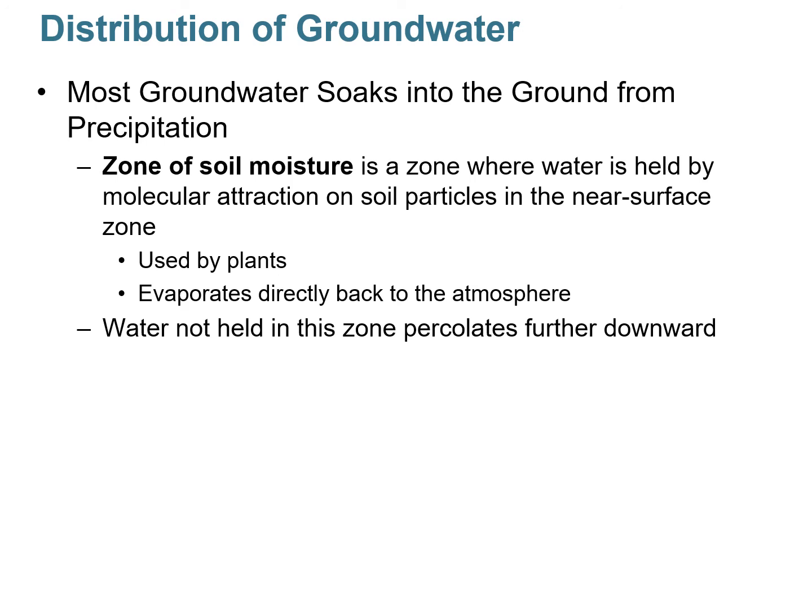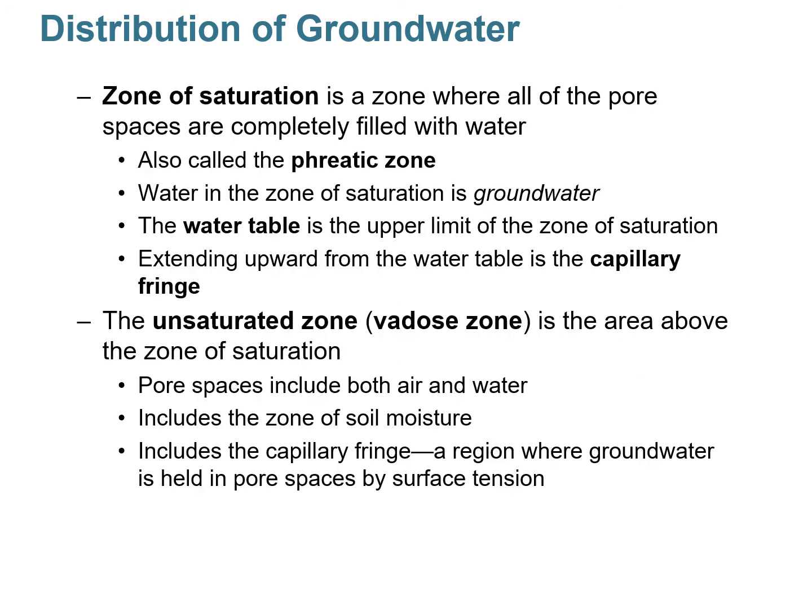Water really isn't held in the zone, but if there's enough precipitation, it can percolate downwards into the unsaturated zone, what we call the vadose zone. That's the area just below the zone of soil moisture. And in this zone, the pore spaces include air and water. So there's some pore space underneath the ground, very small.